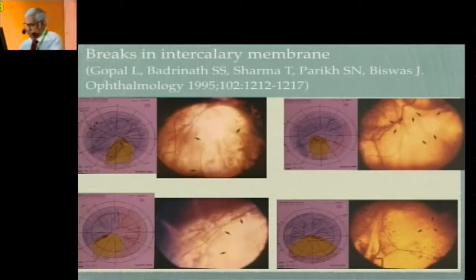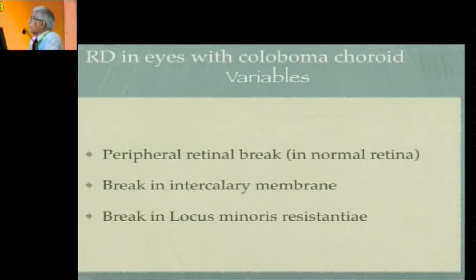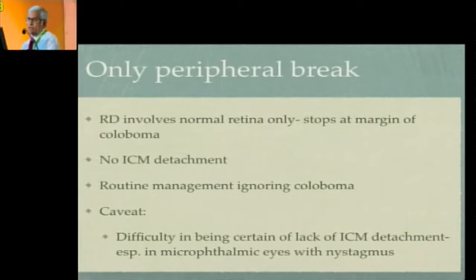So the variables in an eye with coloboma are, one, the peripheral retinal break, which may be there, may not be there, but you need a break in the intercalary membrane and a break in the area of least resistance for the coloboma itself to be responsible for the retinal detachment. So if you have only a peripheral break, it's as good as any other eye without coloboma, and the RD involves the normal retina, doesn't encroach within the colobomatous area, and there's no ICM detachment, and the management is routine.